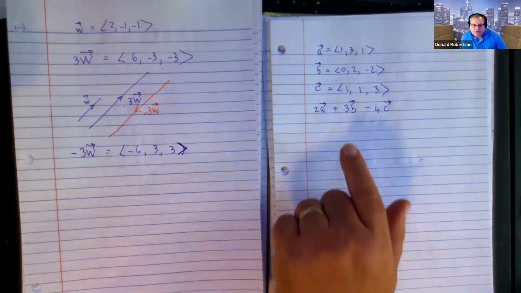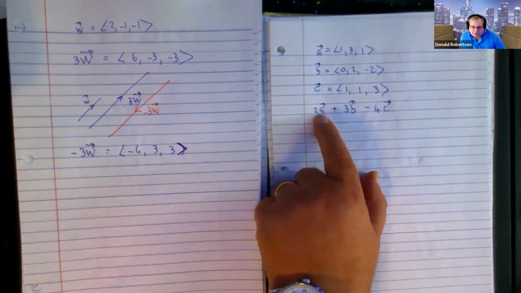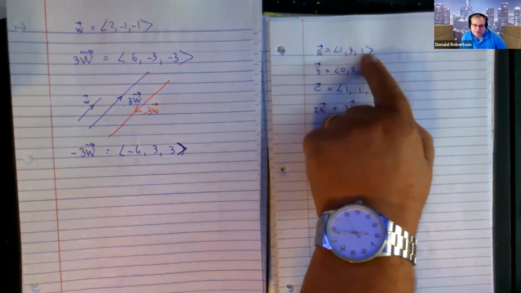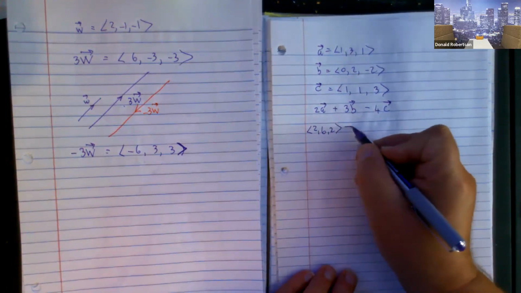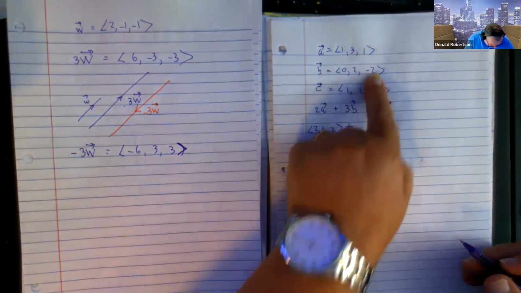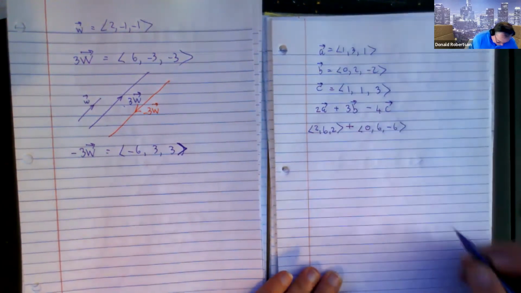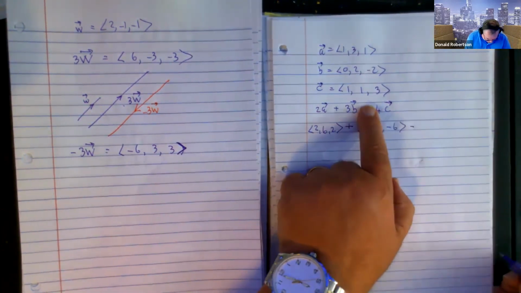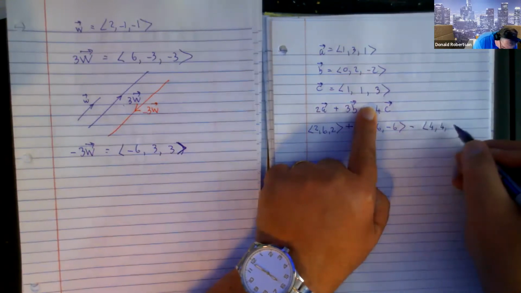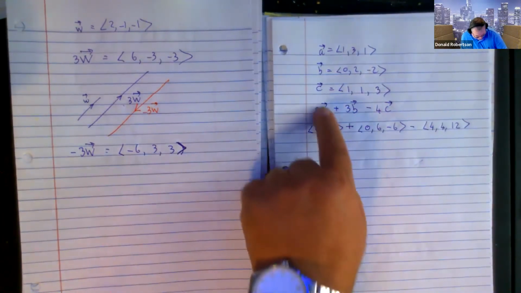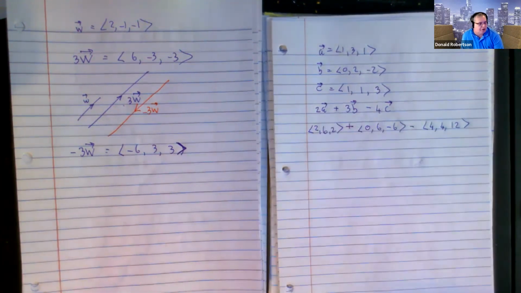So if I was being asked to do this calculation, I would say, okay, let's do 2A first. 2A means double these guys. So 2A would be 2, 6, 2. Add 3B would be treble this guy. So add 0, 6, -6. Take away 4C would be 4 times this guy. So take away 4, 4, 12. Are you comfortable? 2A, 3B, 4C, these two added, the last one subtracted.